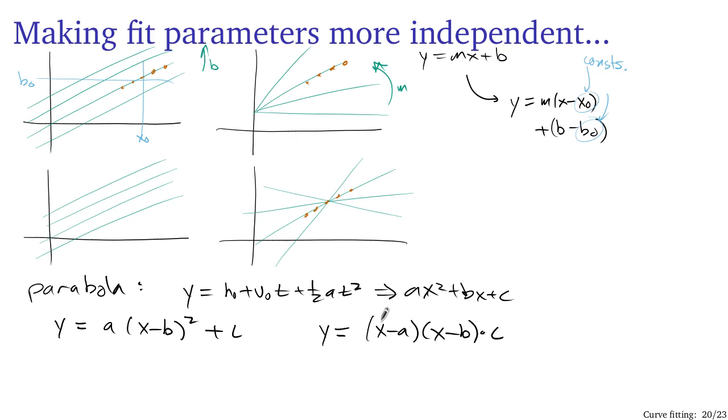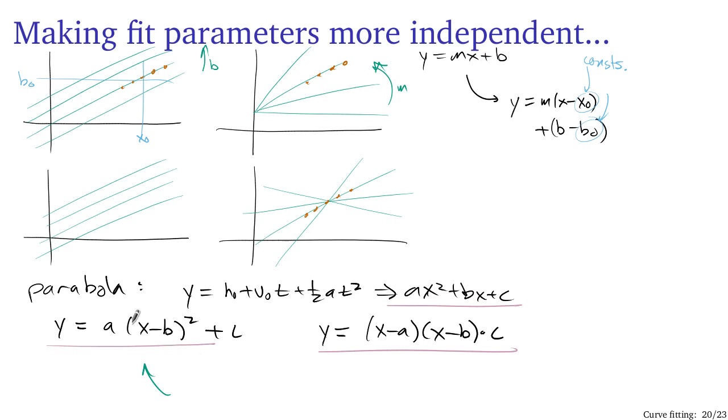This would be one root of the parabola, this would be another root of the parabola, and this would be some notion of the sharpness of the parabola. These are all parabolic models. They're all potentially as good. Some might work better than others. But let's try this one.